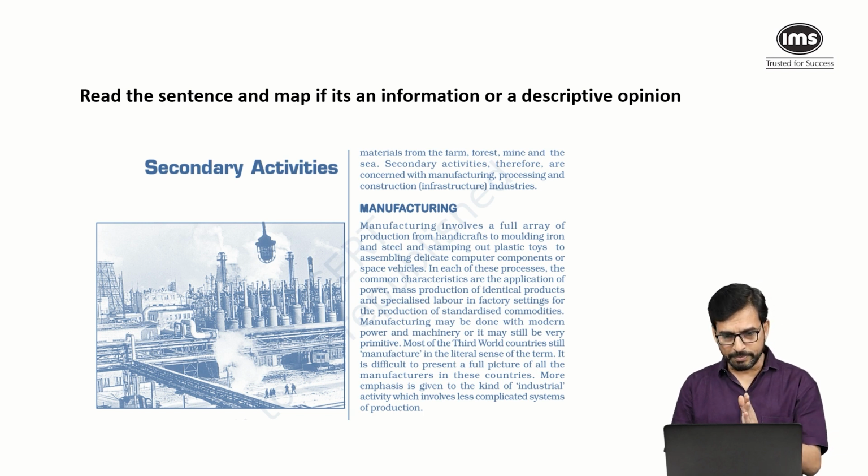That manufacturing process includes which one among the following? The first characteristic is the application of power. Second, mass production. Third, factory setting. And fourth, standard commodities.